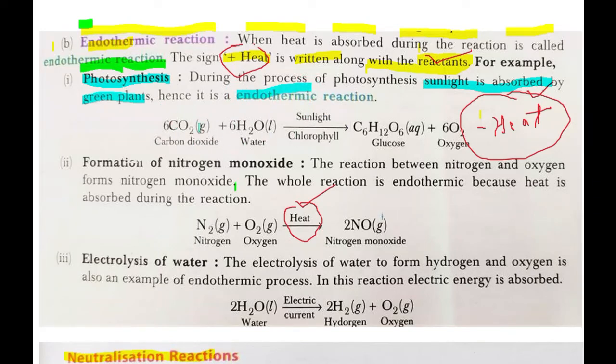You already know this reaction. Carbon dioxide, when it reacts with water in the presence of sunlight and chlorophyll, forms glucose and releases oxygen gas. Similarly, the formation of nitrogen monoxide, which also involves heat energy, is an example of an endothermic reaction. And in electrolysis of water, we use electric current, that is electrical energy, and water gets converted into hydrogen and oxygen. So these are all examples of endothermic reactions. I hope you understood.